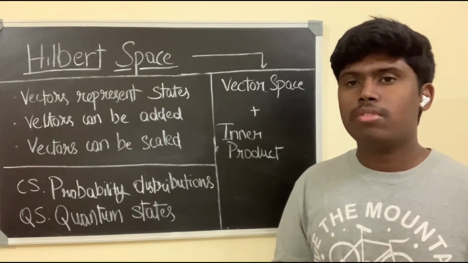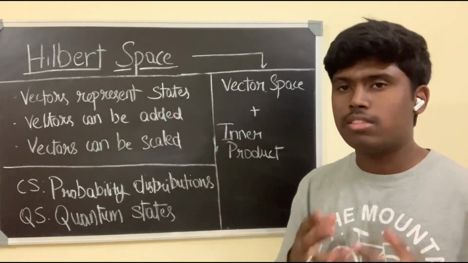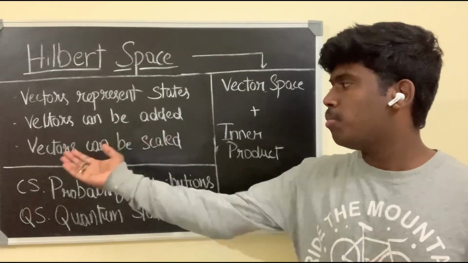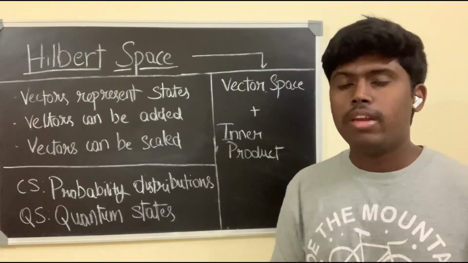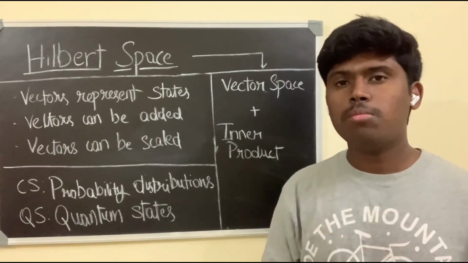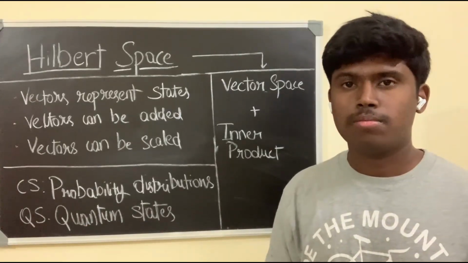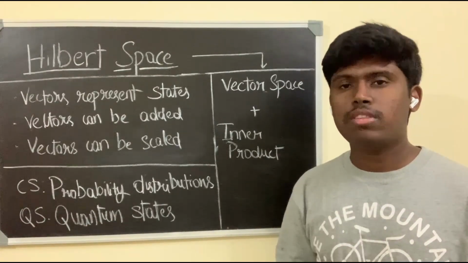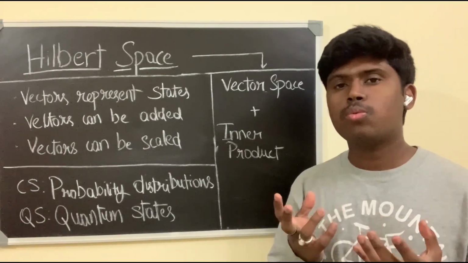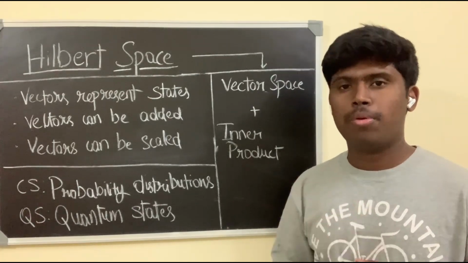In practical terms, what this actually means is it is a space where vectors represent states, and vectors can be added, and vectors can also be scaled by numbers. In classical systems, vectors represent probability distributions, and in quantum systems, vectors represent quantum states. So the state of a system can be viewed as a vector inside a Hilbert space. This is why linear algebra plays a very important role when it comes to quantum computing.